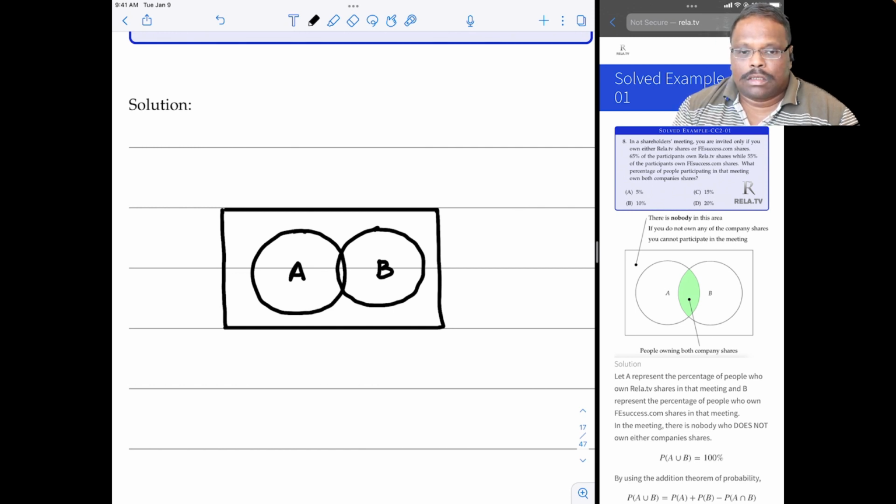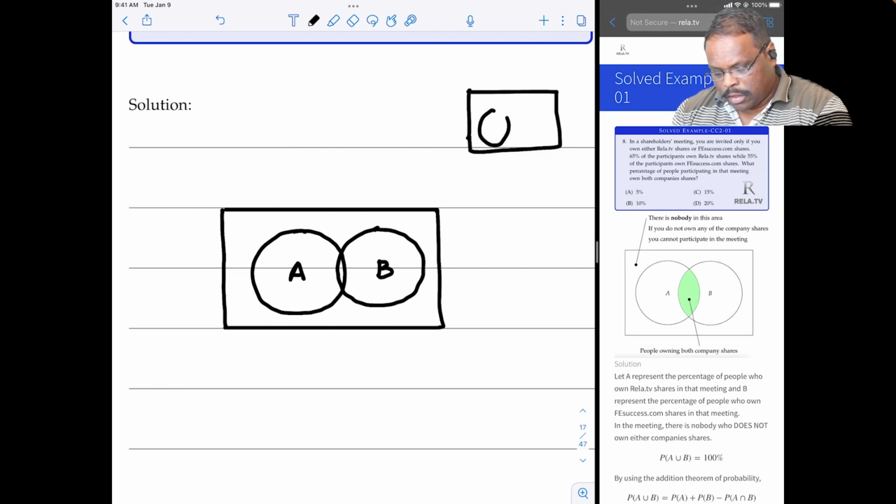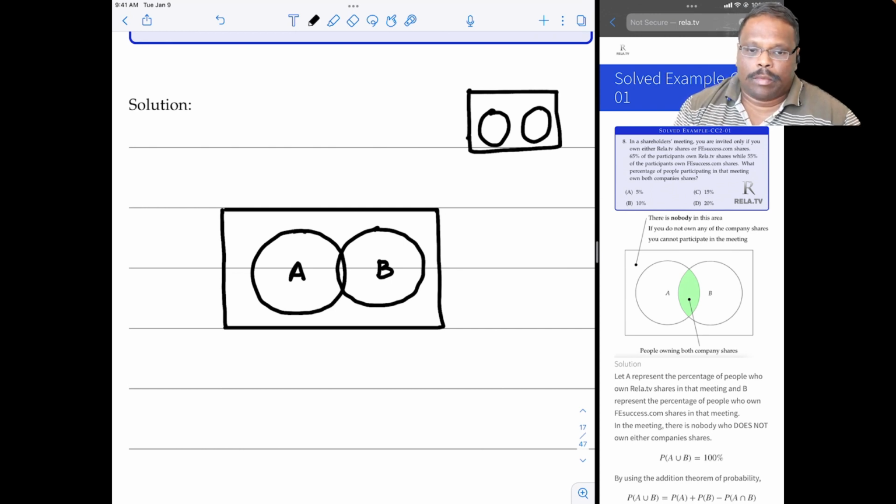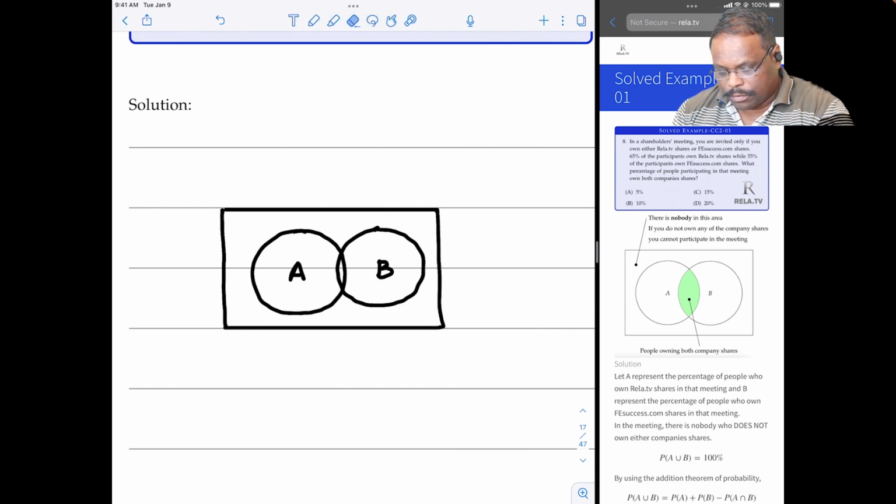If for some reason you own company A shares and that prevents you from owning company B shares, then these two circles will be totally separate. So in that case, I will draw and erase this one. In that case, the two circles will be separate. There is no overlapping area. In that case, these events will be referred to as mutually exclusive events. So that's not the case right now. So let's get rid of this.